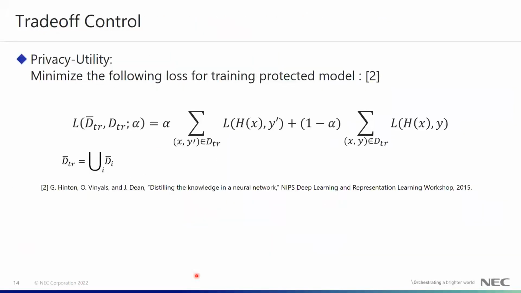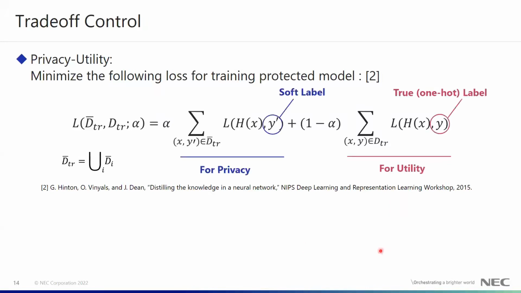We have a trade-off control for privacy and utility. The parameter alpha in the loss function controls how much the student learns the soft label and the true label. For instance, alpha equals 1 means full defense, and alpha equals 0 means unprotected.